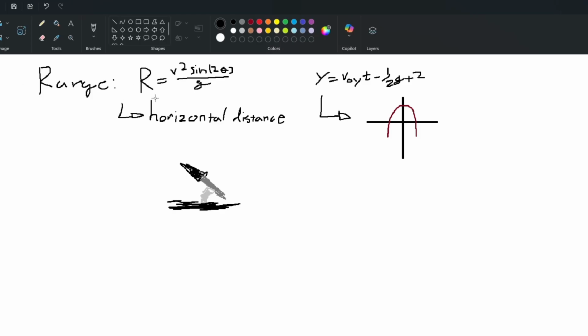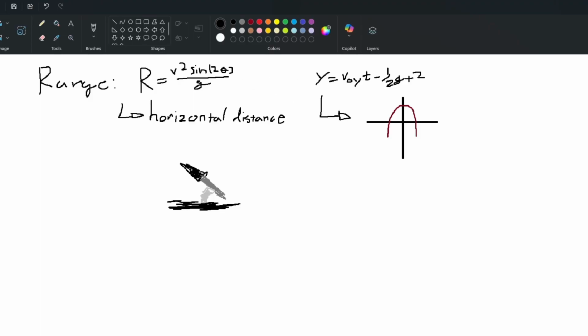The range equation predicts the horizontal distance of the projectile. R is the range, V is the launch speed, theta is the launch angle, and G is gravity. And since the force is mostly the same, the angle is the main variable here that affects the distance.